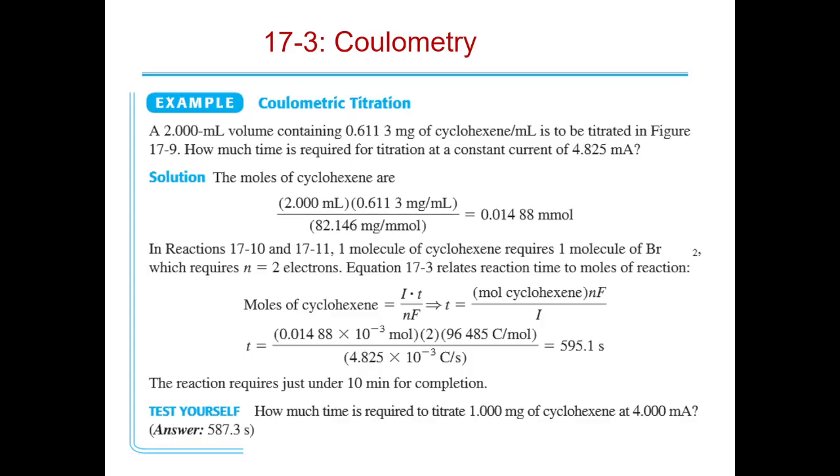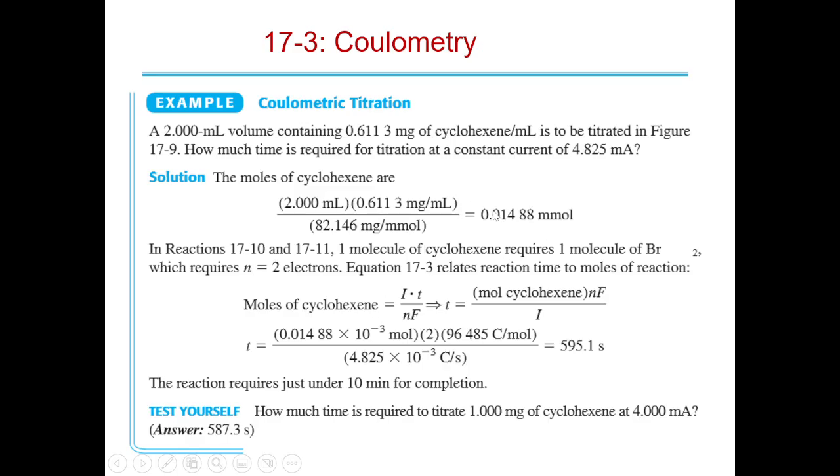We have the reactions. They were on the 1710, 1711 that we just talked about. It was that 2 for 1. So 1 molecule of cyclohexene would require 1 molecule of the Br2. To generate the Br2 requires 2 electrons, right?